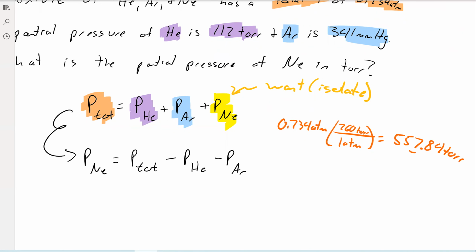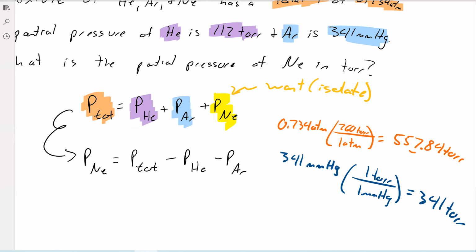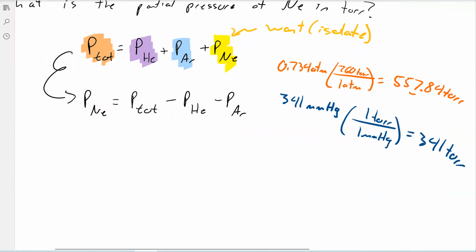And then for the argon, that's in millimeters of mercury, we need to change that to torr. So 341 millimeters of mercury. And for every 1 millimeter of mercury, you have 1 torr. So it's the same number, 341 torr, right? So cool. Got everything in torr.